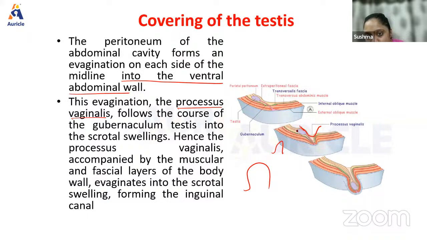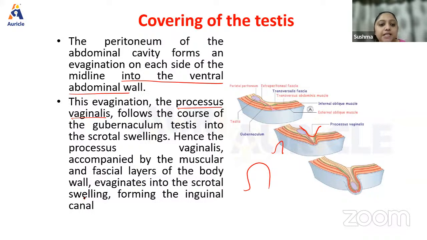Now, in this evagination, you can see the descending testis, and the one that is attached is the mesenchyme, which is called the gubernaculum. Now, this gubernaculum is going through the inguinal ligament along with the testis. The one that is going along with it is called processus vaginalis, which is nothing but peritoneum. Correct? The peritoneum of the abdominal cavity follows the testis, which is called processus vaginalis.